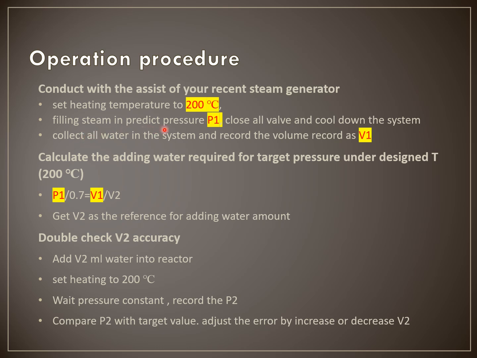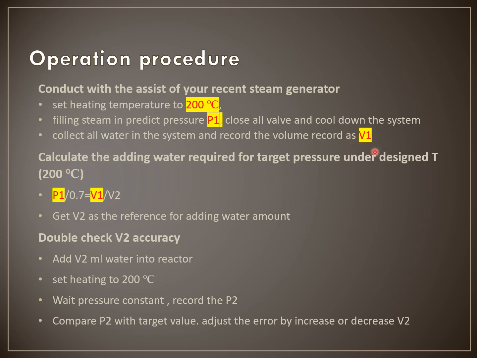So we set the temperature to a value of 200 as in our case at 0.7 megabar. Then we will fill the steam into the reactor. In our case, we will fill in to any pressure value below 0.4 megabar. Then we condense all the steam we inlet into the system, make it cool down into water, and we record the volume of the liquid water for our next calculation.